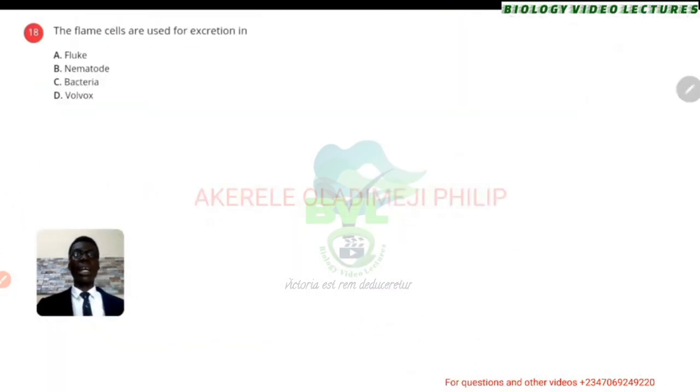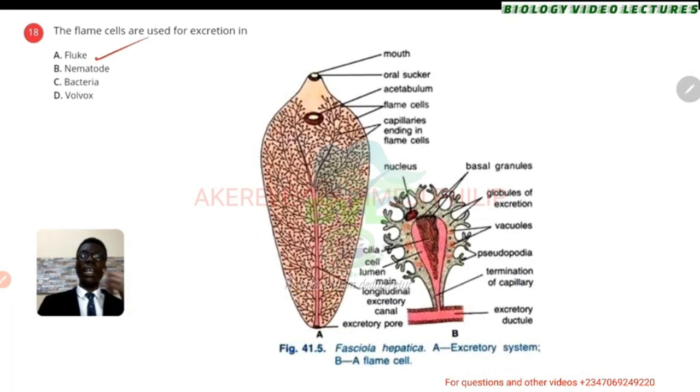The flame cells are used for excretion in what? So flame cells basically are used in excretion in what organism? In flatworms. So the flatworm we have here is going to be the liver fluke. That's the only flatworm we have here. That's the liver fluke in that option there. Nematode is roundworm and all of that.